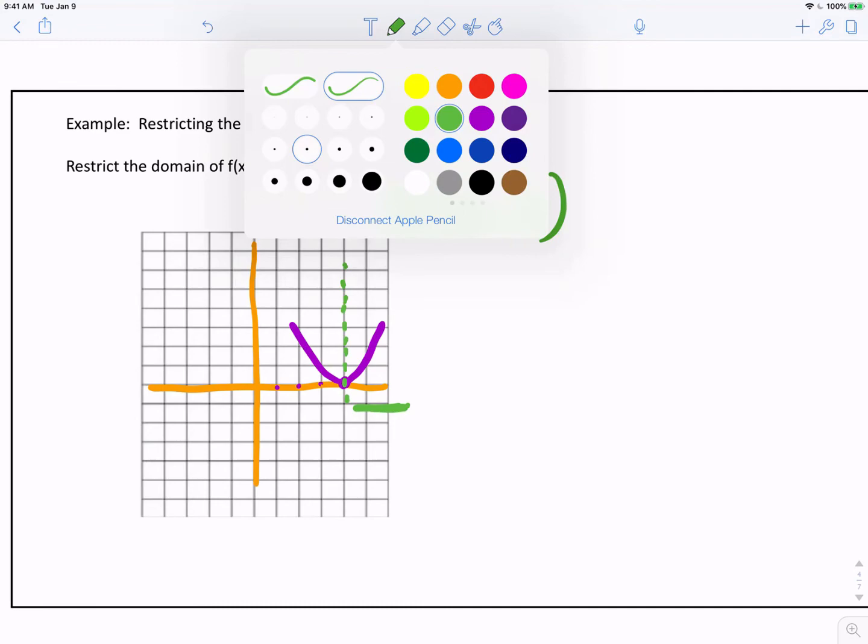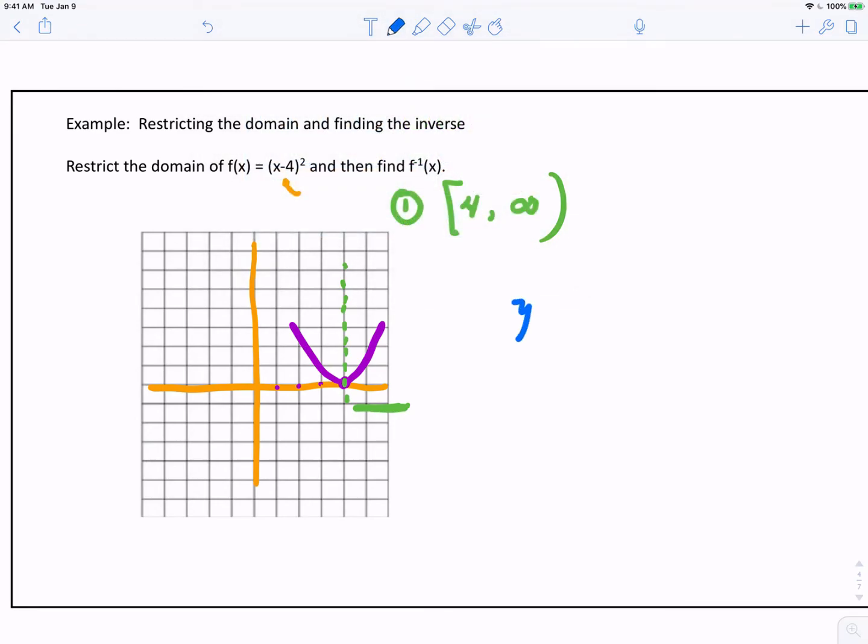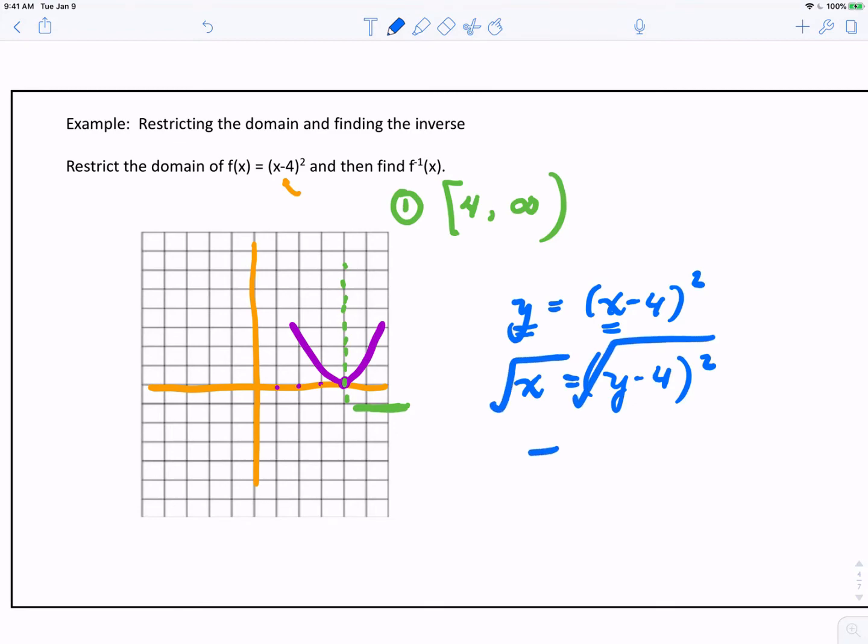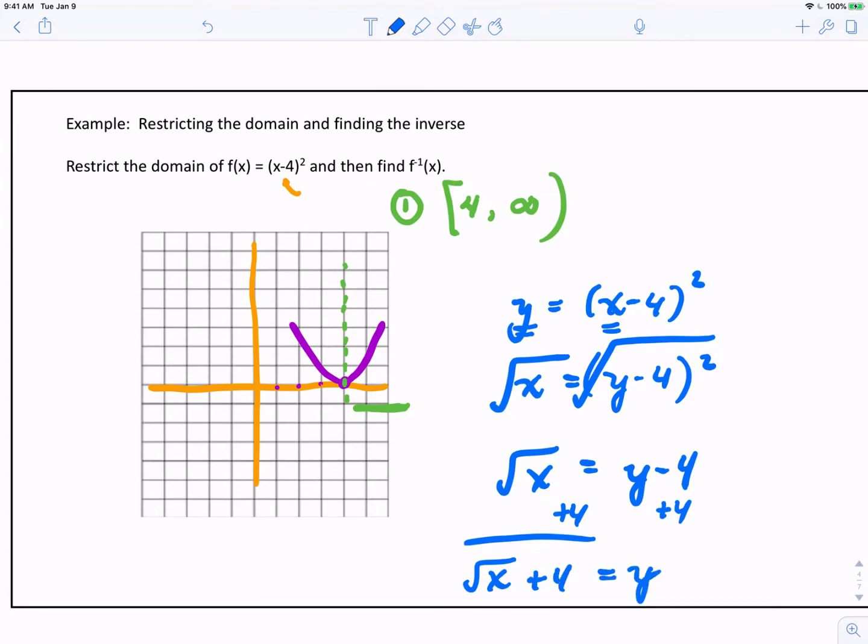So here we go. We have y equals (x minus 4) squared. We're going to switch x and y, and now we're going to solve for y. So we'll start by taking the square root of both sides. That'll give us y minus 4 here. And we'll simply add 4 to both sides to get our final answer. So the square root of x plus 4 is equal to y. So f inverse is going to be the square root of x, plus 4.